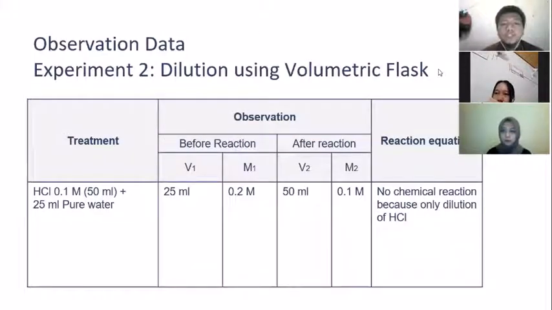Experiment 2, dilution using volumetric flask. Hydrogen chloride 0.1 molar 50 milliliter plus 25 milliliter pure water. Before reaction, the volume is 25 milliliter and molar is 0.2 molar, and after reaction, volume is 50 milliliter and molar is 0.1 molar. For reaction equation, no chemical reaction because only dilution of hydrogen chloride.